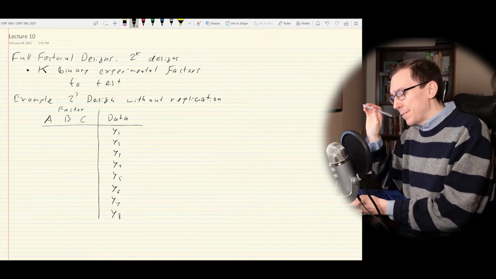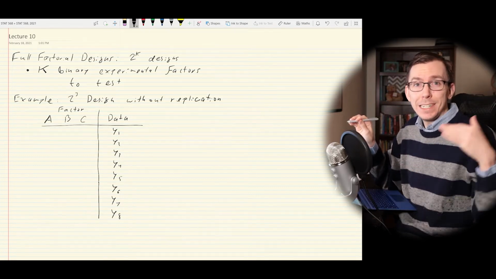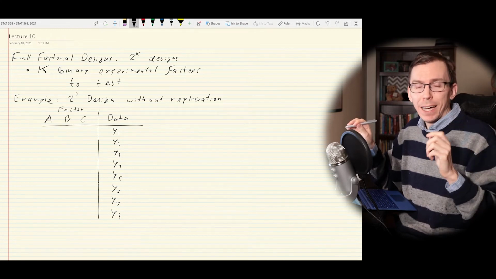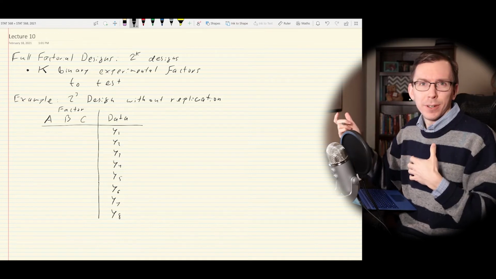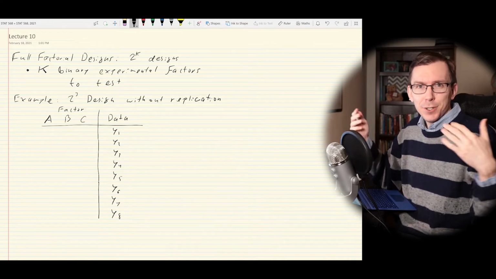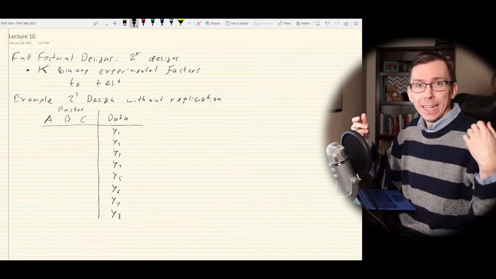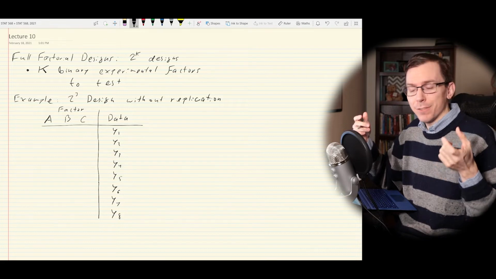Now, each of these factors, A, B, and C, are going to have 2 settings, basically an on and off, or a plus or a minus. So for these binary factorial designs like this, these 2 to the k designs, typically we'll use -1 and +1 to denote the 2 different settings for each factor.